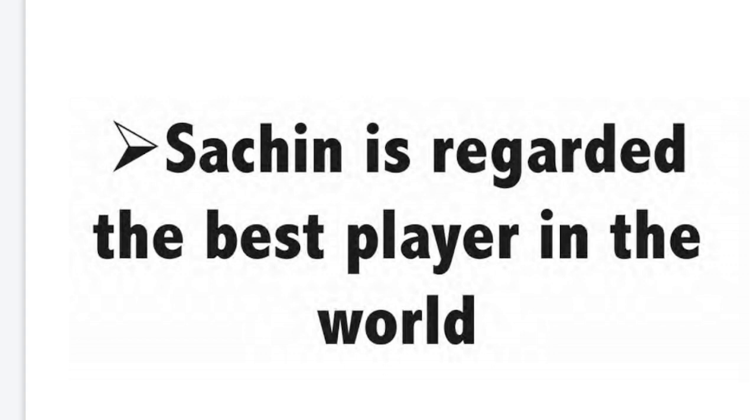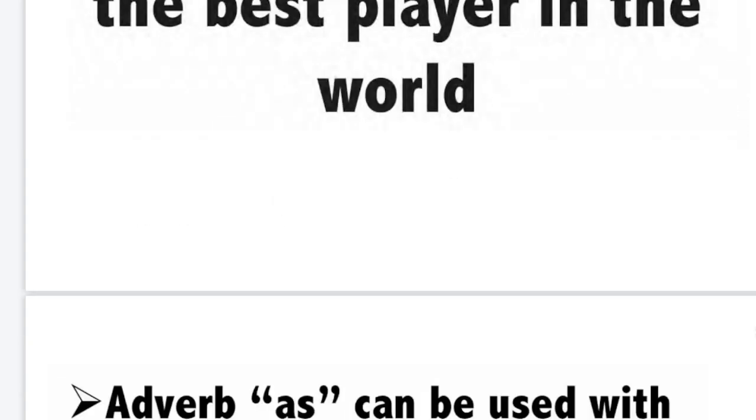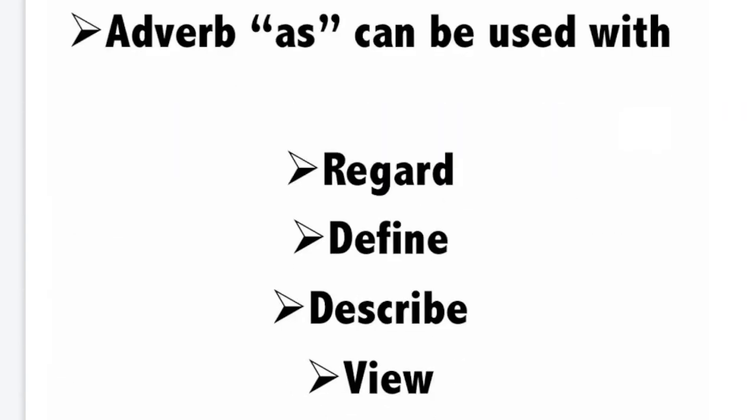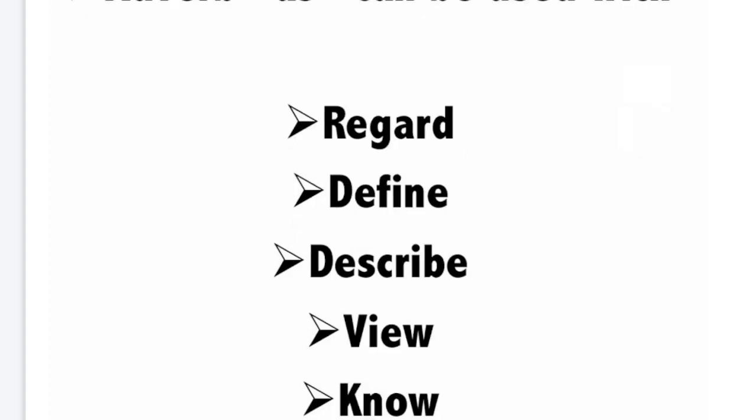Okay, try this. Sachin is regarded the best player in the world. Is this sentence correct? No, because after regarded you always use as. So you will say Sachin is regarded as the best player in the world. So as can be used with these: regard, define, describe, view and know. With these verbs you will always use as.